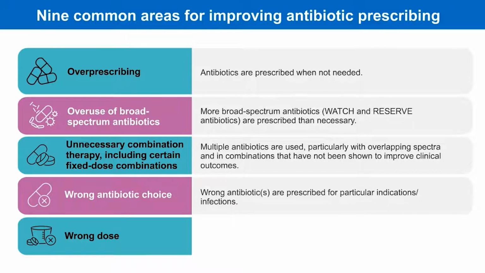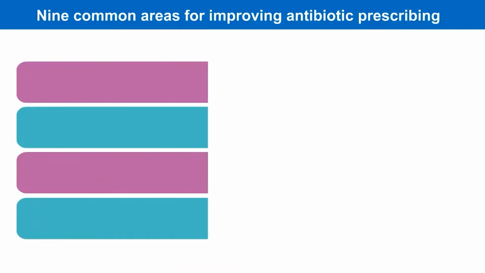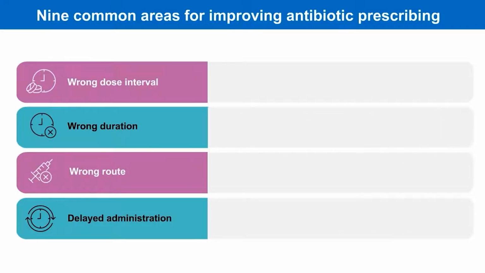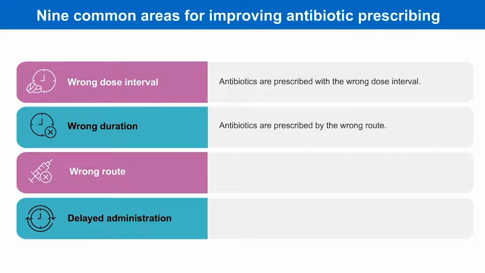Sometimes the wrong antibiotic or antibiotics are prescribed for particular indications or infections. Then there are cases when antibiotics are prescribed with the wrong dose, for example, over or underdosing. The next area for improving antibiotic prescribing is wrong dose interval, for example, too much time between doses. Another issue is when antibiotics are prescribed by the wrong route, for example, IV instead of oral. Antibiotics are sometimes prescribed for the wrong duration, for example, for too long a period, such as prolonged surgical prophylaxis when not needed.